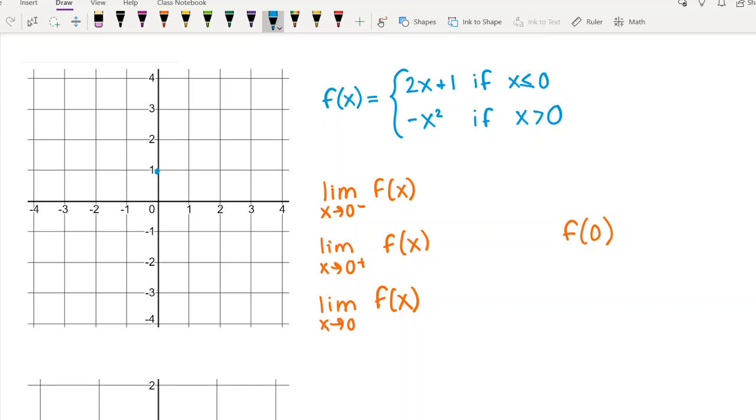So what does 2x plus 1 look like? It's a line, it has a y-intercept of 1, it has a slope of 2. So that means it's going to go like this, and it's going to go like this, something like that.